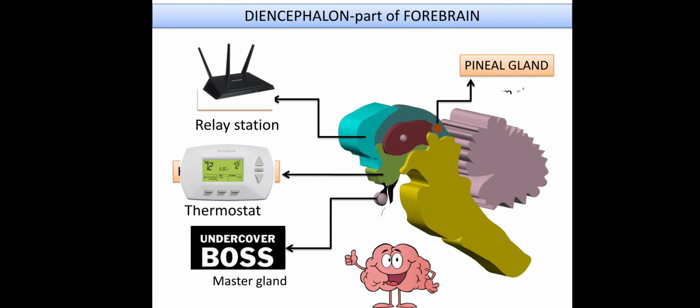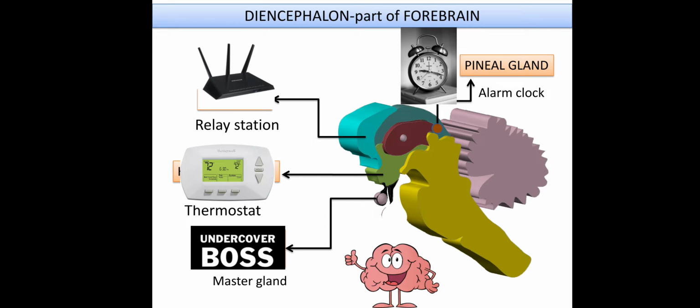Now the pineal gland, this small endocrine gland produces the hormone melatonin. Production of this hormone is vital to the regulation of sleep and wake cycles and also influences sexual development. It is like an alarm clock in our body.